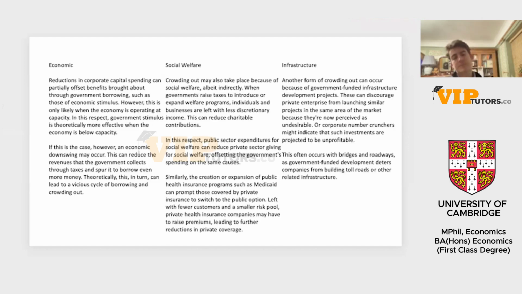So here we have economic. There are three key types of crowding out effect. We have economic crowding out effect, we have social welfare crowding out effect, and we have an infrastructure crowding out effect.